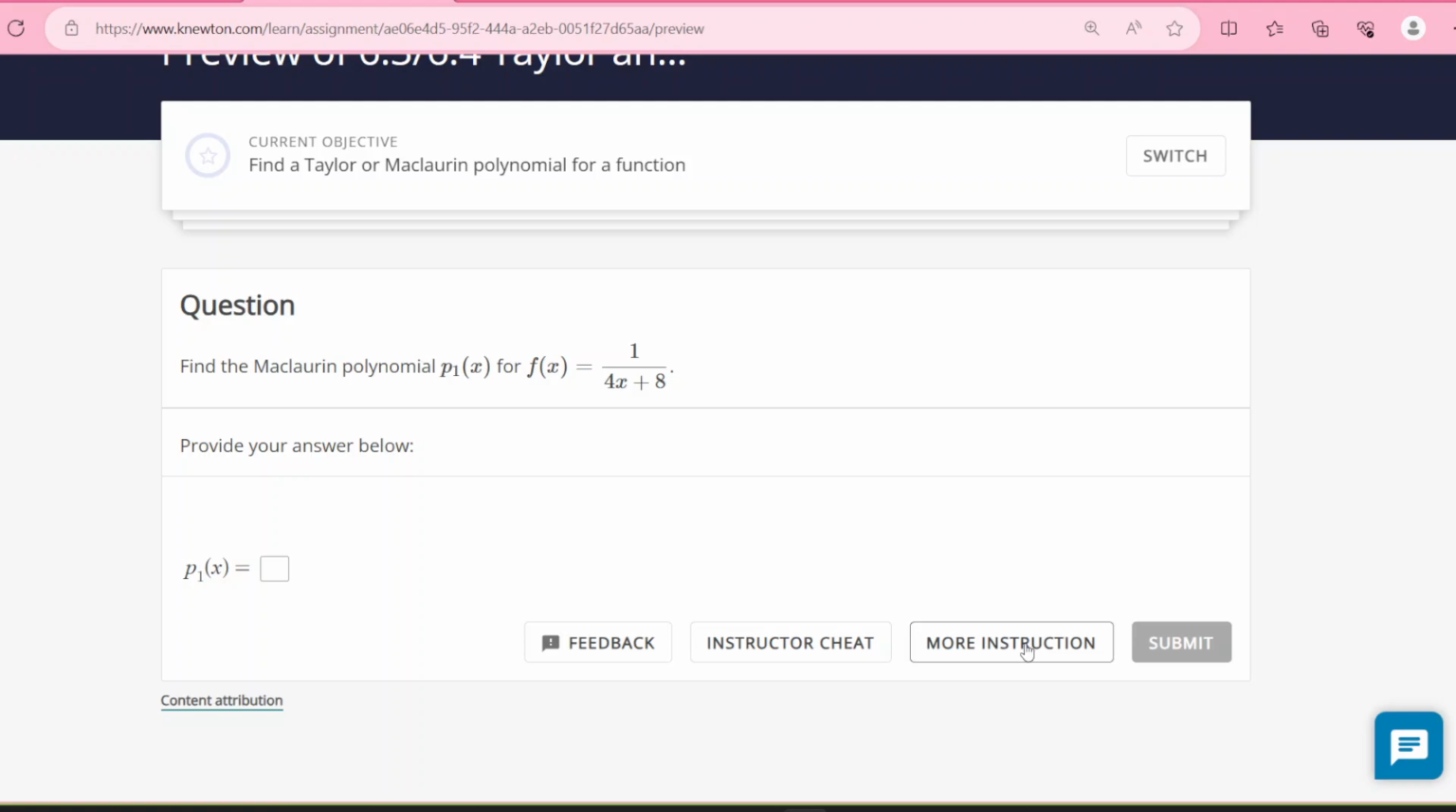But next to that is a more instruction button. You can use this if you're struggling with a topic or a particular objective. Click on more instruction. You'll be taken to a page with reading to do or videos to watch or both. And then you'll be given questions related to that instruction, and you can work on those questions while the instruction is still up for you to review. And you can get through the assignment this way. You can work with the more instruction available every single time it comes up.